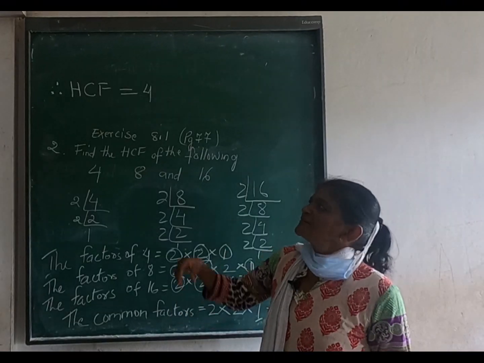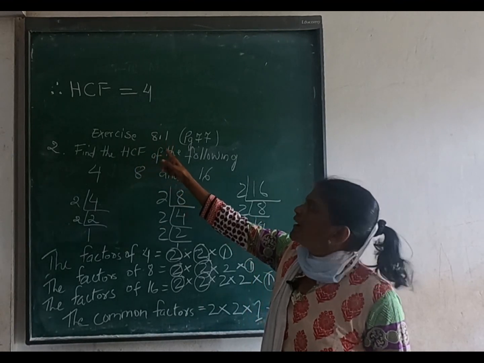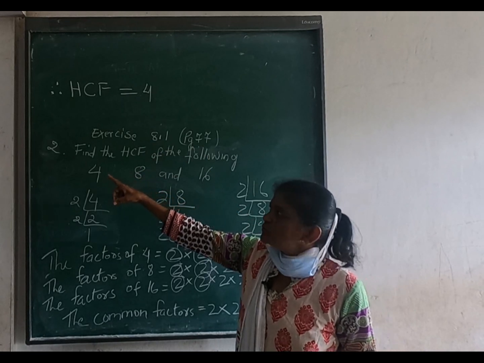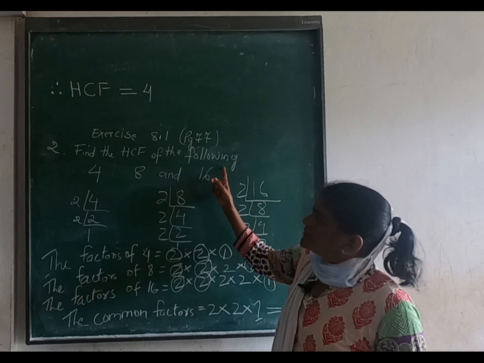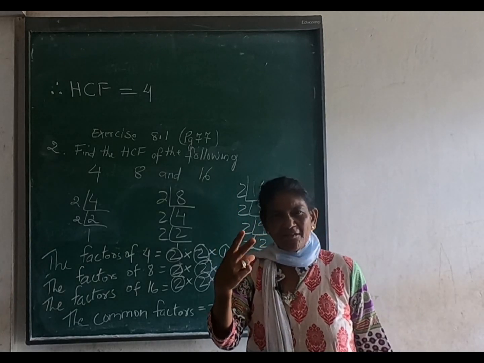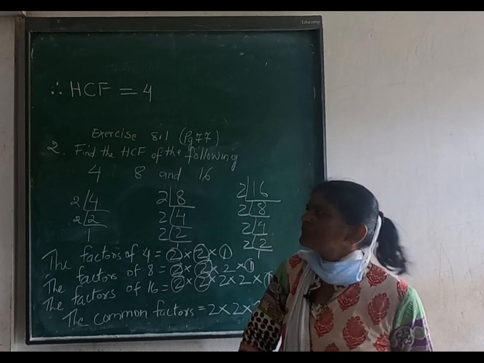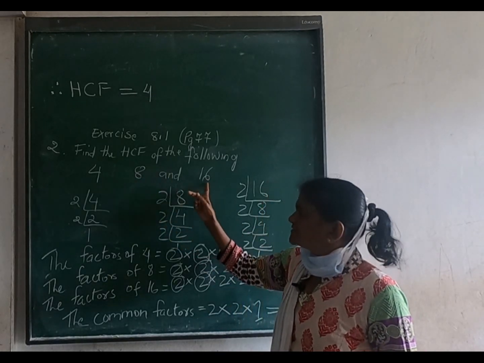Be attentive. Let us go to exercise number 8.1, page 76. So this is number 2. Find the HCF of the following. So we have done with 2 numbers, and now we are going to start with 3 numbers, how to find the HCF. So here, 4, 8 and 16.